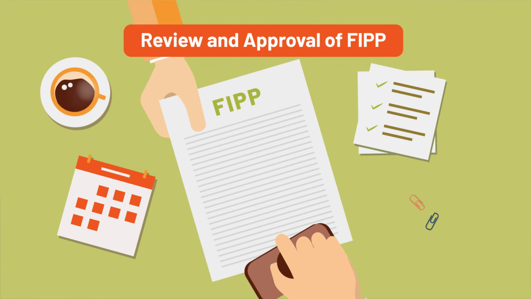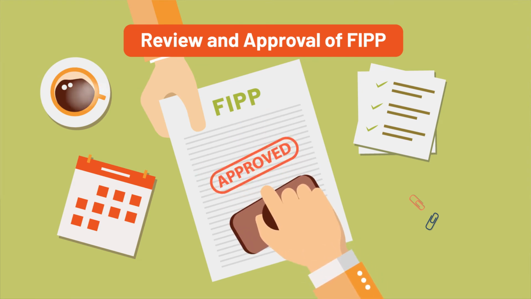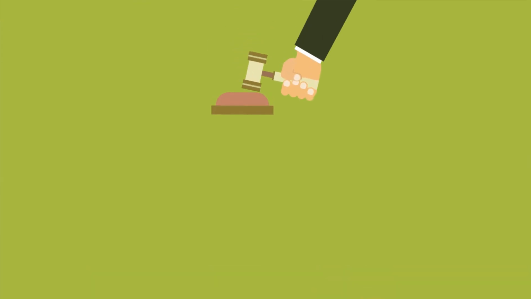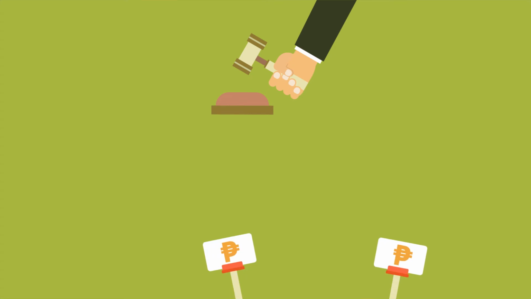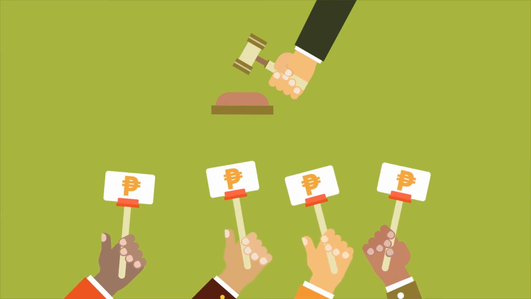Followed shortly is the review and approval of FIPP. Here, the FIPA TWG shall forward the FIPP to FIRC for review and endorsement to the RED for approval, while the RED shall provide clearance for the auction of the package. Once approved by the RED, the FIPP shall be offered to interested and qualified parties through public auction.